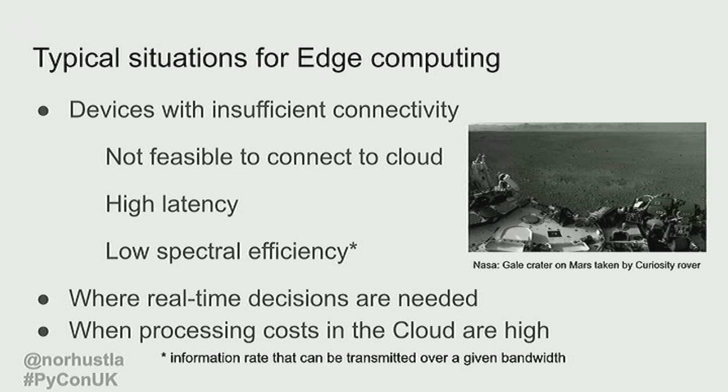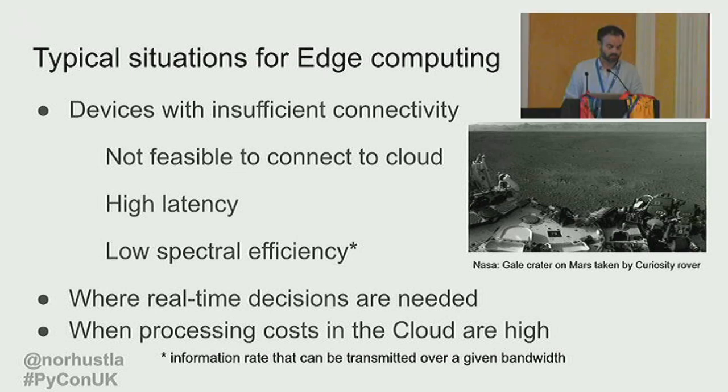So some typical situations where edge computing is essential would be where it's not really feasible to connect to the cloud. There might be a very high latency or a limit on the information rate being sent from your device. Or possibly you need to make some near real-time decisions and you want your algorithm to give you your recommendation in a very short space of time. And in general, for most of us, talking about data scientists, it's when your processing costs in the cloud, whether from transmitting a lot of files backwards and forwards or actually paying for GPU time, become prohibitive.